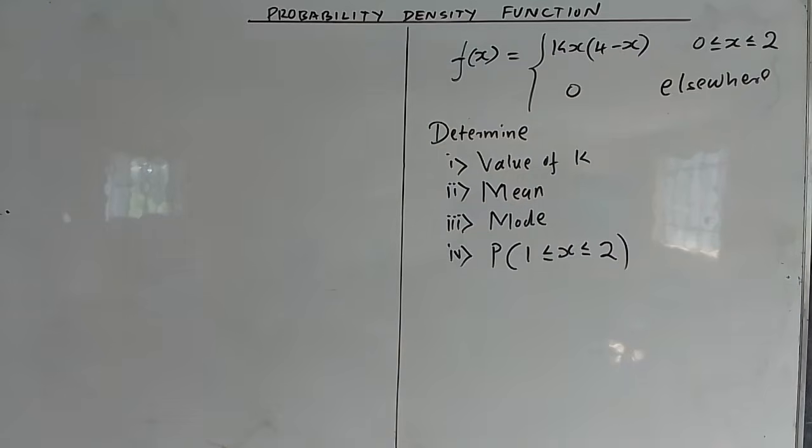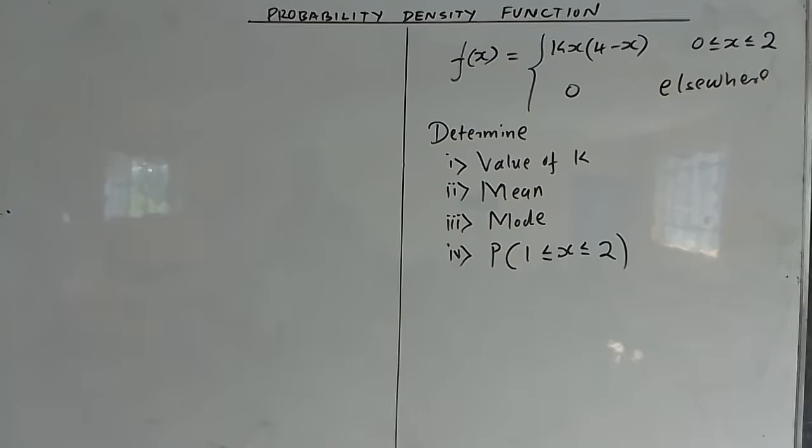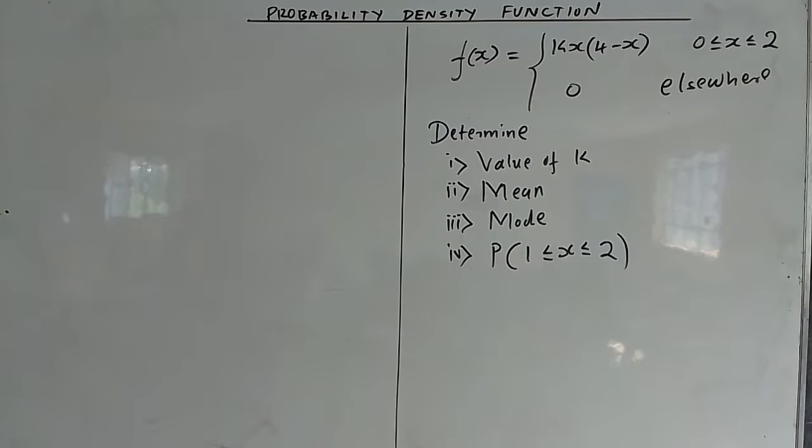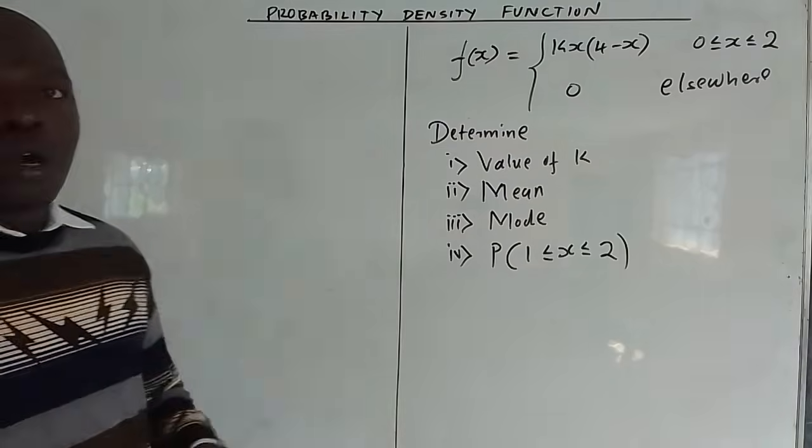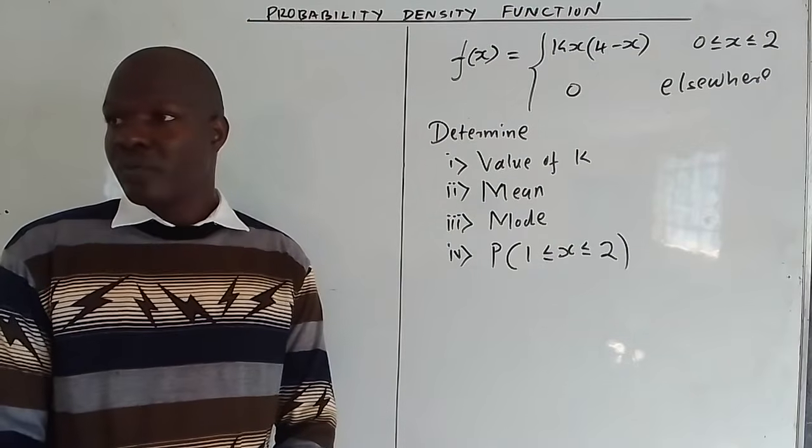Now, example number 1. You'll be told the diameter of a bolt is a continuous random variable x with a probability density function f of x equals kx times (4 minus x), where x is in the interval 0 to 2, and 0 elsewhere. Then you've been told to determine the value of k, to determine the mean, to determine the mode, and to determine the probability of x between the range 1 to 2.